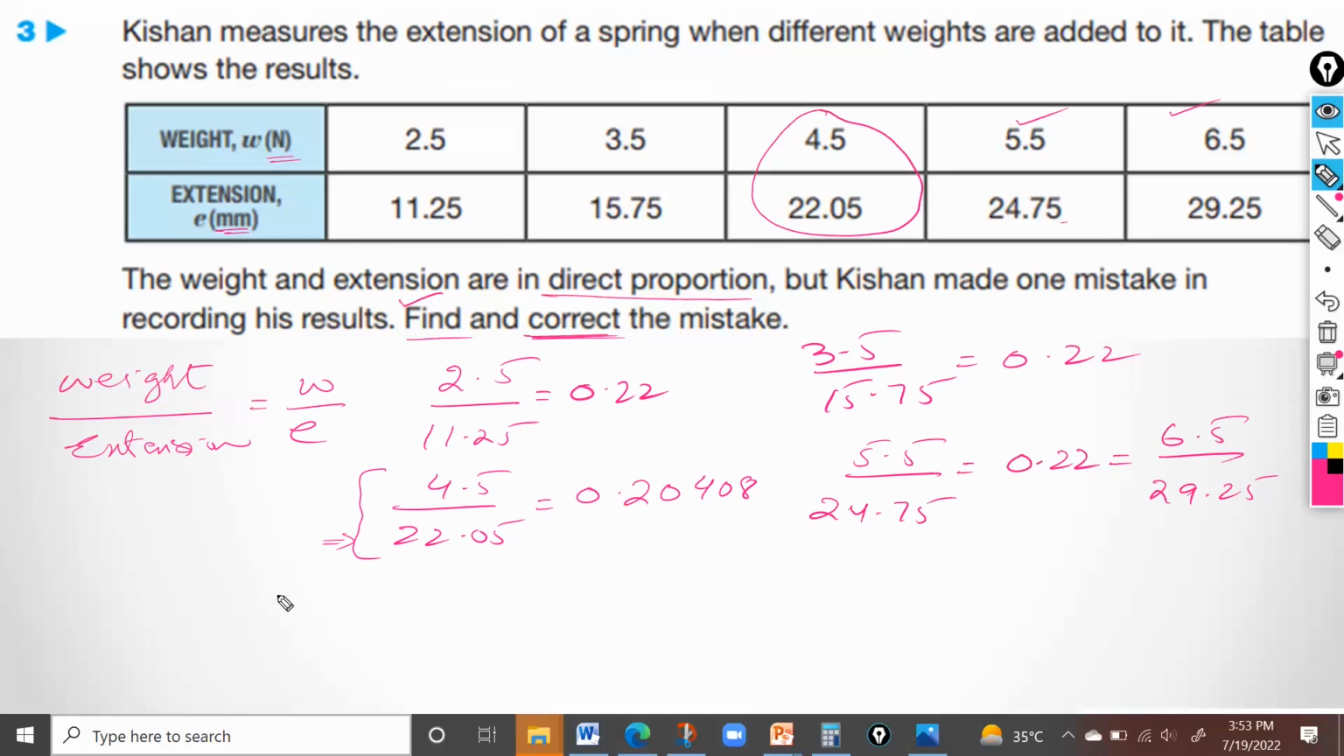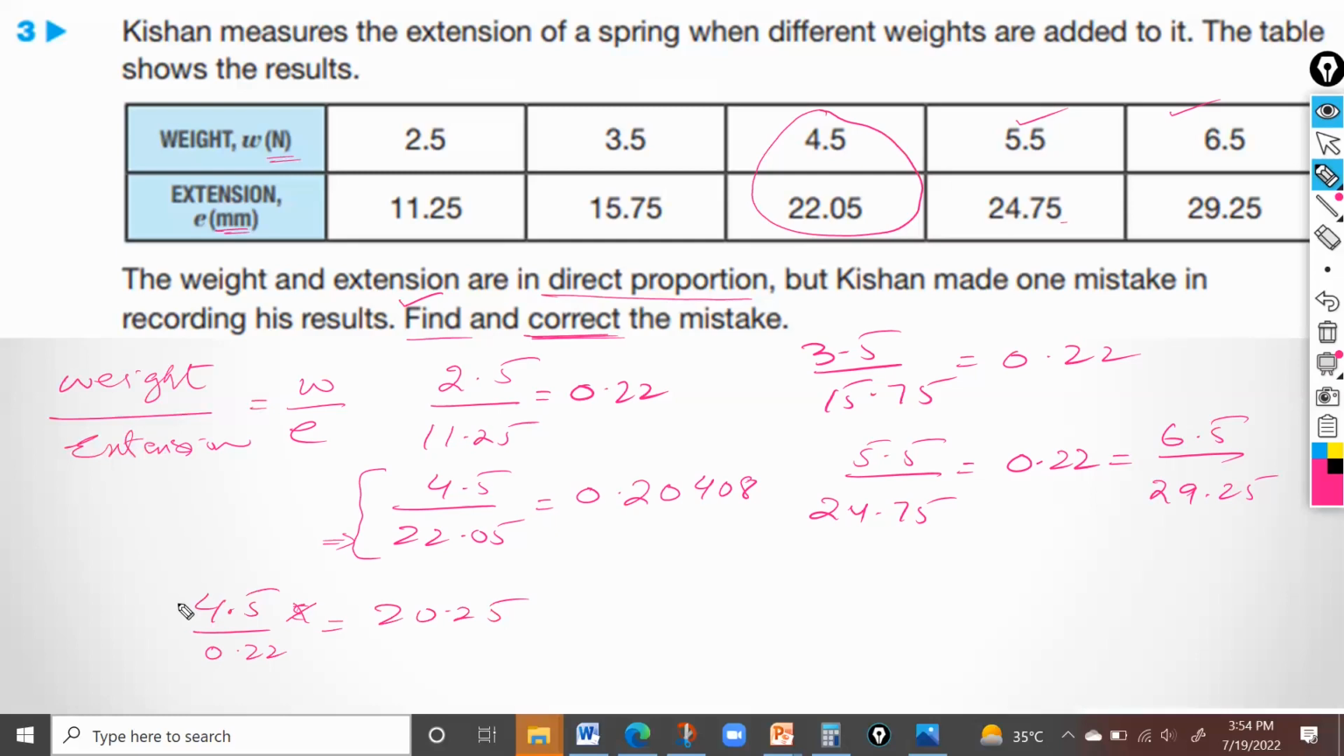As you know, we divide 4.5 by 0.22. What do you get? If you check on your calculators, 20.25. So your answer must be 20.25.